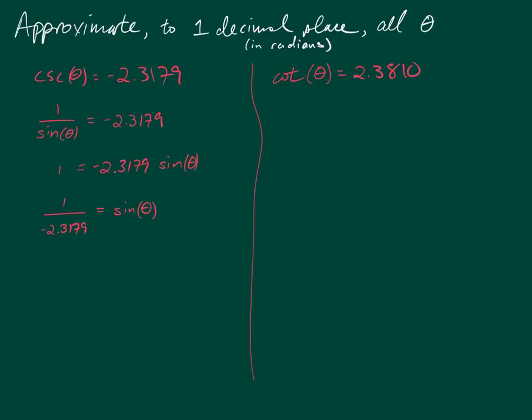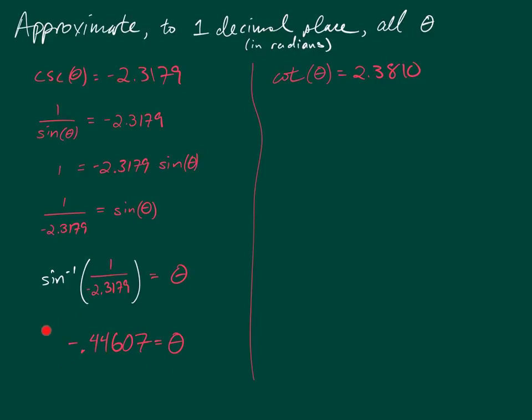Once you have the equation in a form such that sine, cosine, or tangent is isolated, then you can go ahead and take the sine inverse. You can take the trig inverse of both sides. So this will be sine inverse of 1 over negative 2.3179 equals theta. And again, you just need to type this right into a calculator and get negative 0.44607 radians. Again, this is in radians this time. So no degree symbol here, just a number.